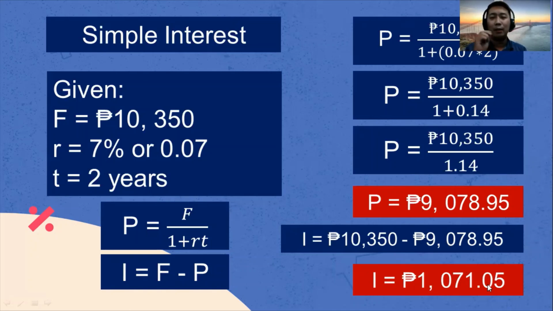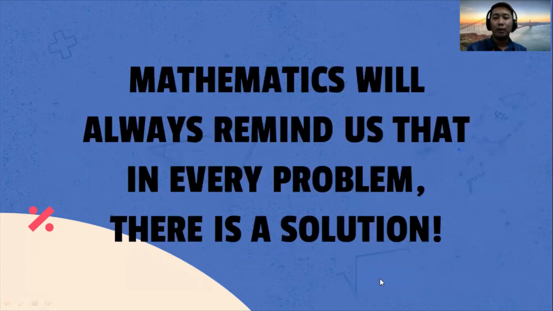I hope that you were able to follow our simple lesson today about simple interest. And the formula for simple interest is just simply interest is equal to the principal amount multiplied by rate multiplied by time. I hope you were able to follow our simple discussion for today. Thank you for your time. Always remember, mathematics will always remind us that in every problem there is a solution.